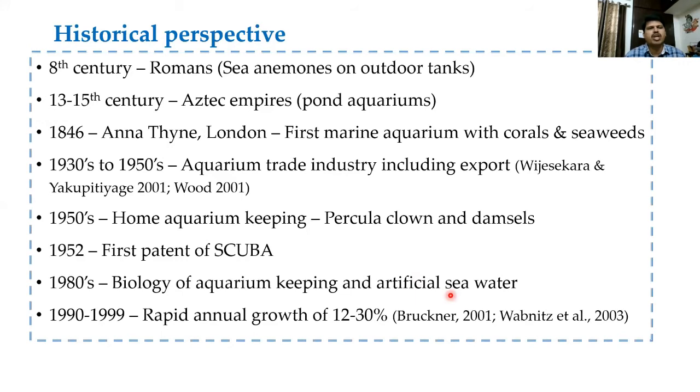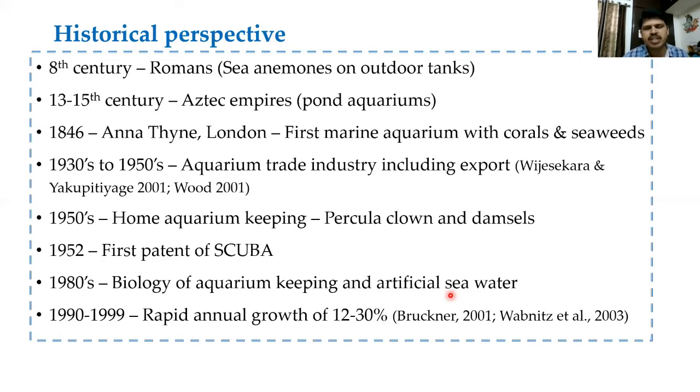If we look at the historical perspective, the fish keeping has started in the 8th century, right? And it started with the Romans when they first started maintaining sea anemones in outdoor tanks. And moving to the 13th and 15th century, the Aztec empires started maintaining fishes in pond aquariums. And then in 1846, Anna Thynne from London first kept a marine aquarium with corals and sea anemones.